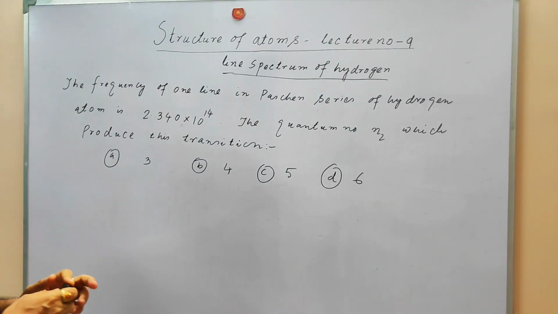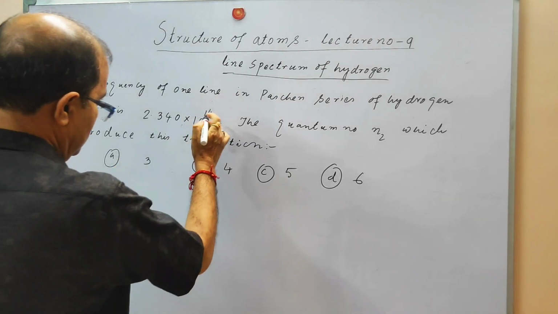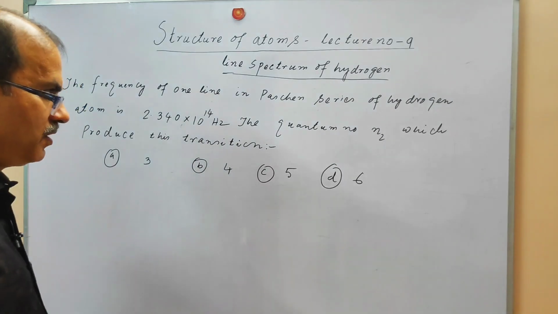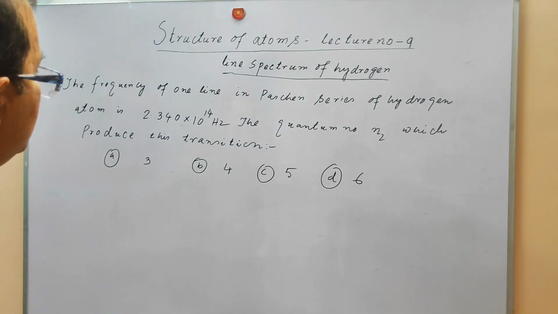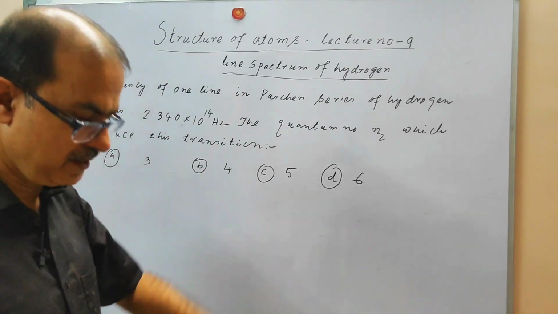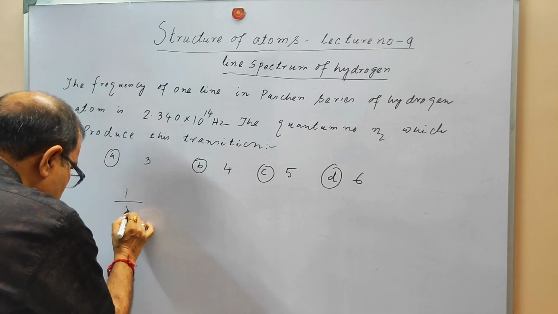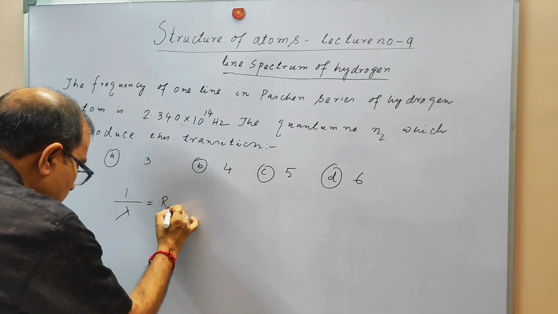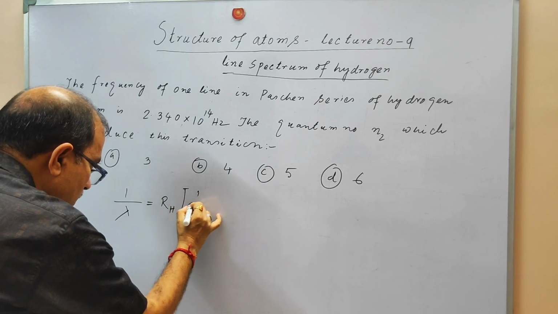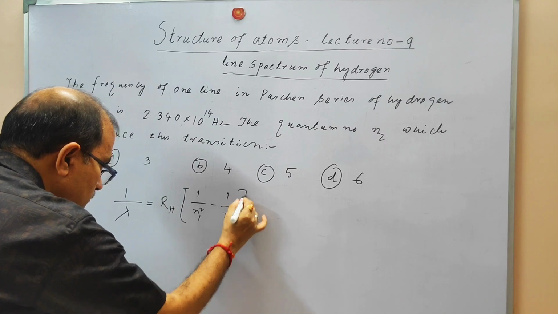Again, another type of question that may be asked: the frequency of one line in the Paschen series of the hydrogen atom is given in Hertz. We have to find the quantum number from which this transition is produced. Options are given here. To apply, we use the formula we already discussed: 1 by lambda is Rydberg constant into 1 by n1 square minus 1 by n2 square.